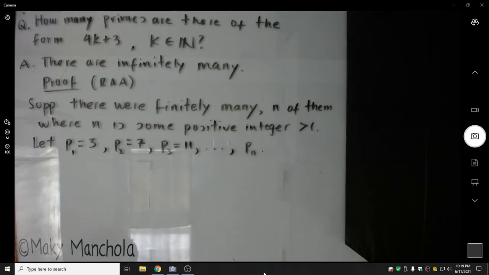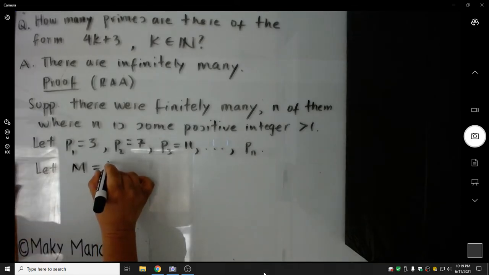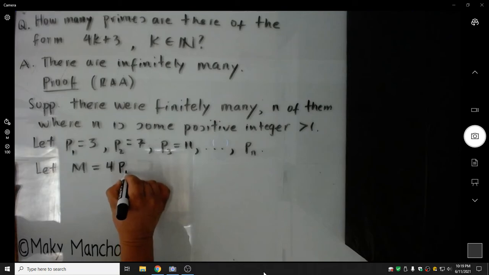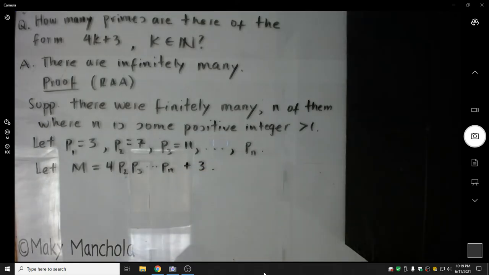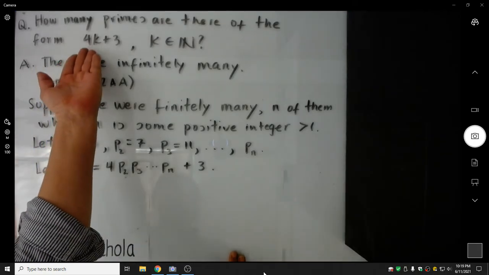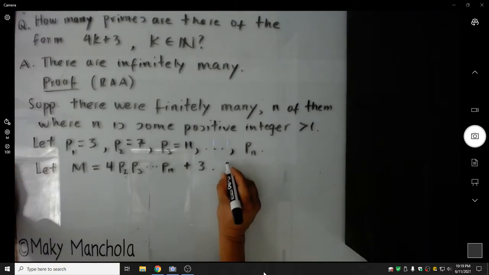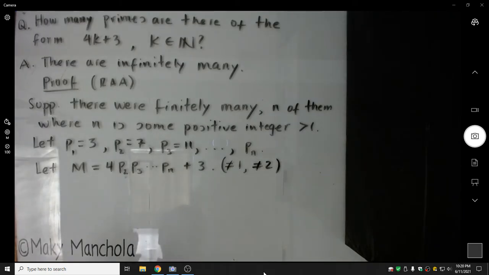Now let's define an integer. So let m be the following integer: 4 times the product of P2, P3 all the way up to Pn, plus 3. So P1, P2. I'm going to start my product at P2, P3 all the way up to Pn, plus 3. Let's immediately observe that m happens to have the form 4 times an integer plus 3. But it is not 1. It's not 2 either. So m is an integer actually greater than 2. It's greater than both of those.